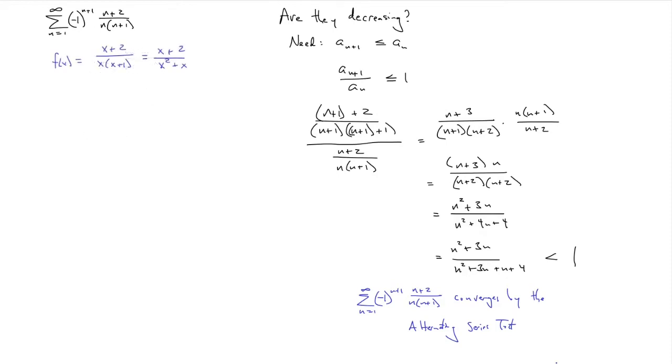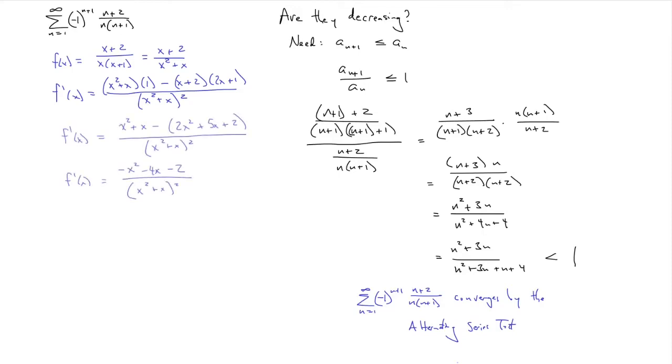Just for the record, there's another way to show that the terms are decreasing. If you didn't like what we just did over there, you could consider the function f of x equals x plus 2 divided by x times x plus 1, which is just x plus 2 over x squared plus x. And we know how to tell when a function is decreasing. It's decreasing where the derivative is negative. To find the derivative of this function, you need the quotient rule, ho d hi minus hi d ho over ho ho, or however you learned it. And after you do a little simplifying, you get this expression right here.